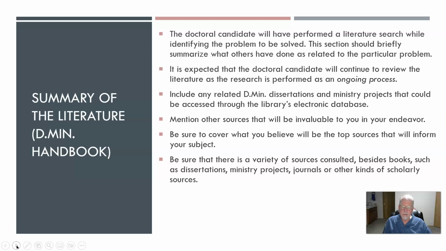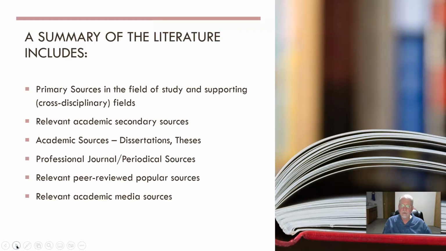Be sure then that there's a variety of sources, of course, besides books: dissertations, ministry projects, journals, other kinds of scholarly sources. So the summary of the literature will include some of these things. There will be primary sources in the field of study and also supporting sources, cross-disciplinary sources in your relevant field. Relevant academic secondary sources. Of course, a secondary source is just one that comments on the primary source, unpacks it a bit.